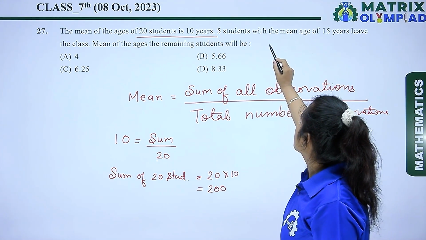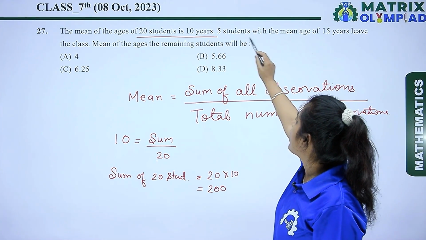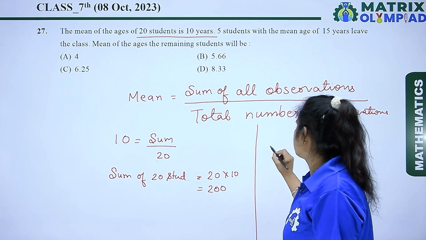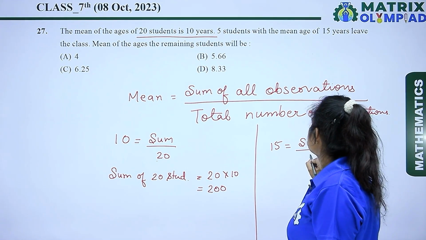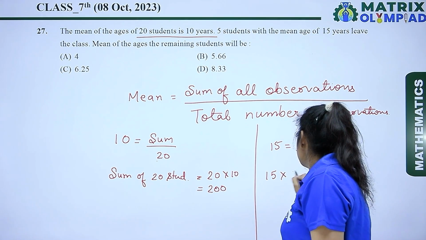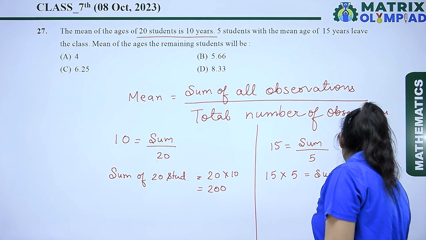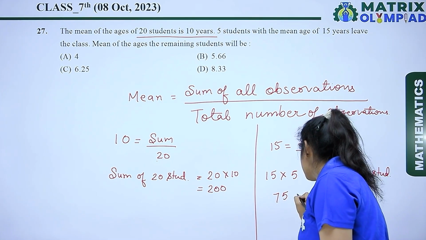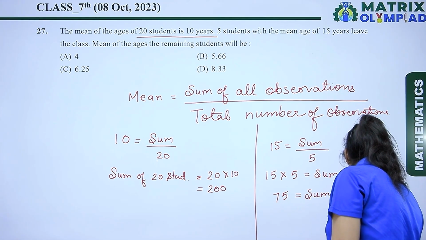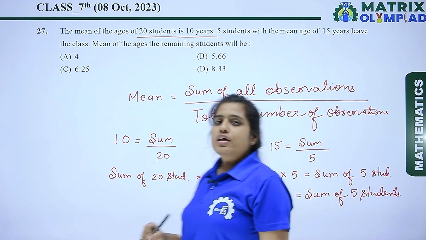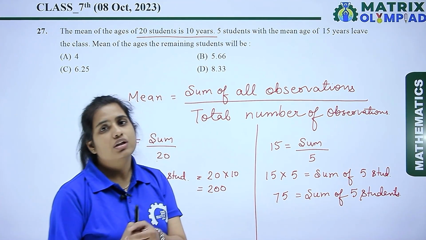Now, let's find out the mean of 5 students. Now, let's find out the sum of 5 students with the mean 15 years. 15 multiplied by 5 is equal to the sum of 5 students, that is 75. So here 200 is the total sum of 20 students and 75 is the sum of 5 students.